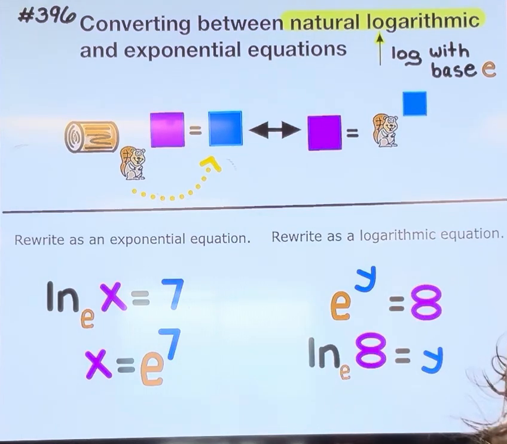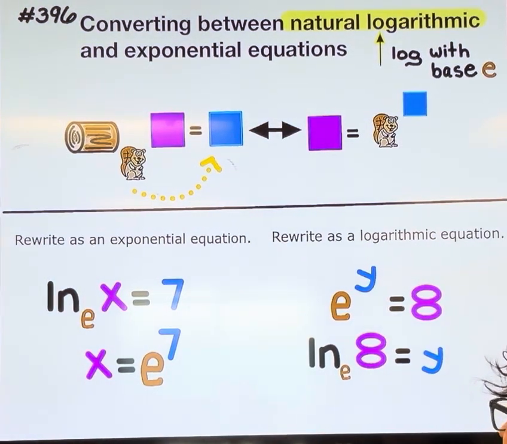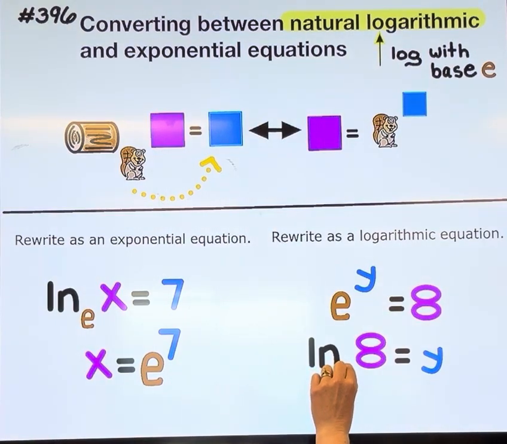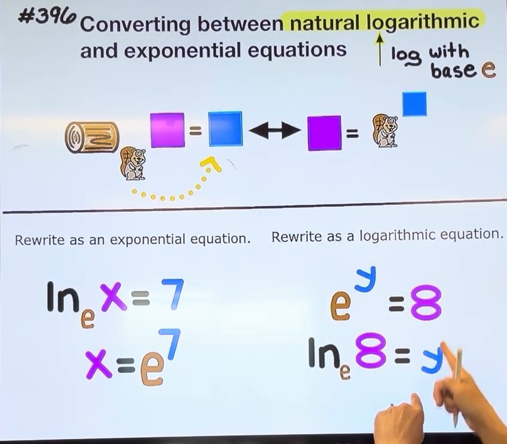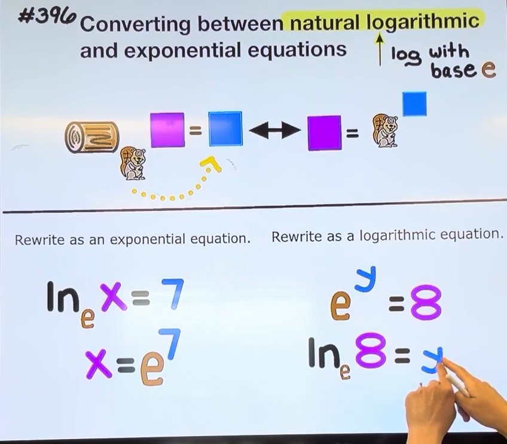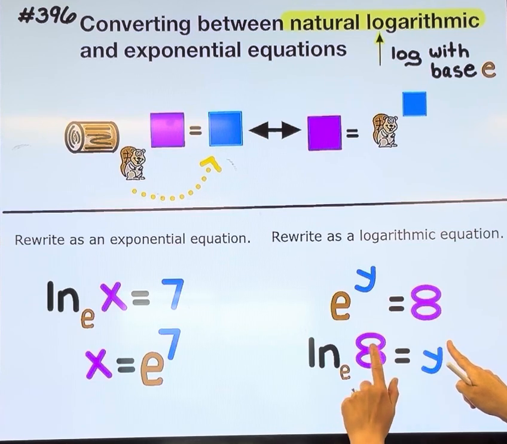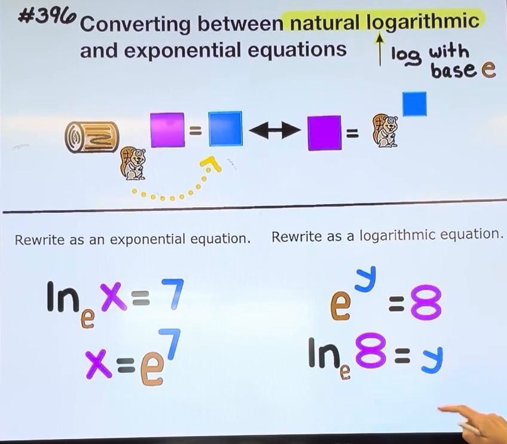Let's go ahead and verify using the beaver. So if the beaver tunnels under, it's going to come up underneath the y and push the y up, so it'll be e to the y power. The log is gone, and all I have left is 8, so 8 equals e to the y power, and that's where we started.